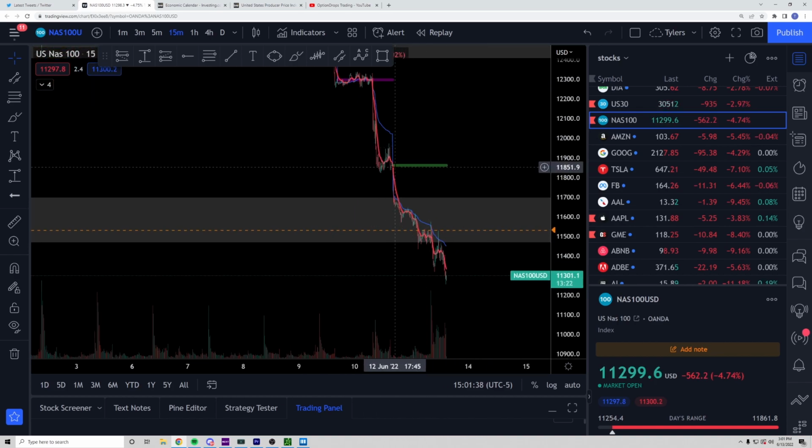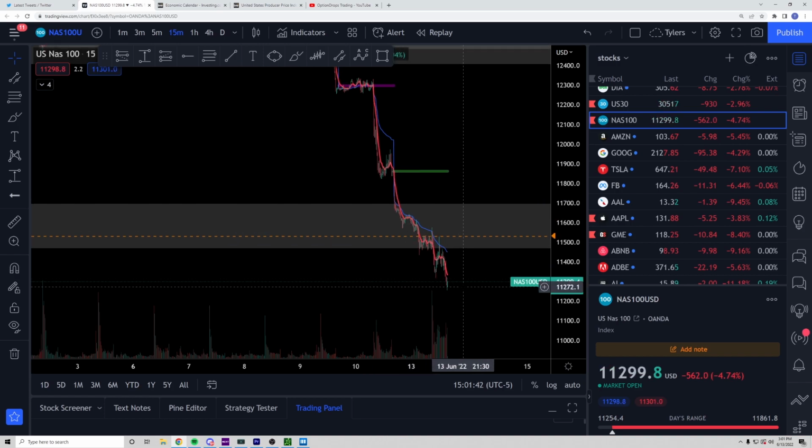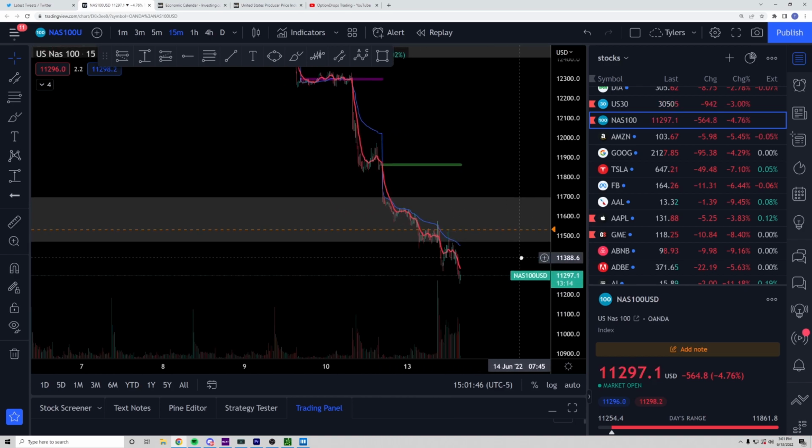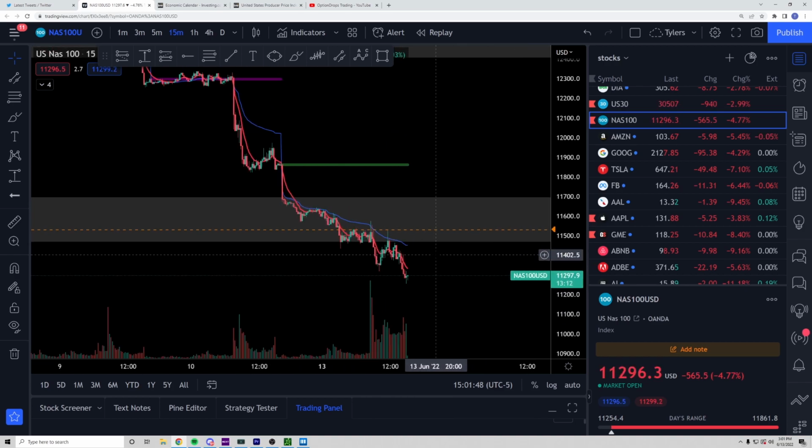Now, obviously, futures opened up roughly at 11.85 on Nasdaq. You ended up closing at the end of the day today around 11.27, and now you're kind of just pinballing back and forth as we go into the end of the after hours right now.